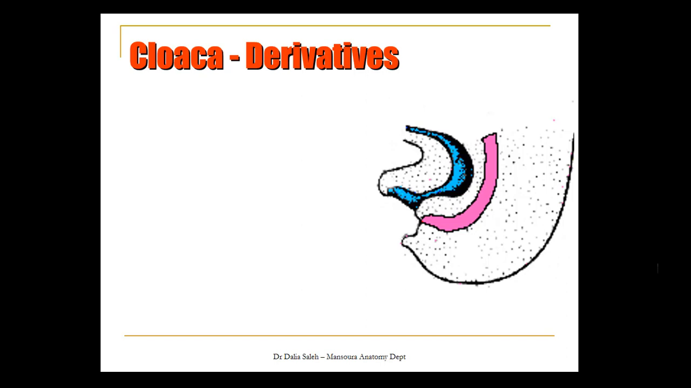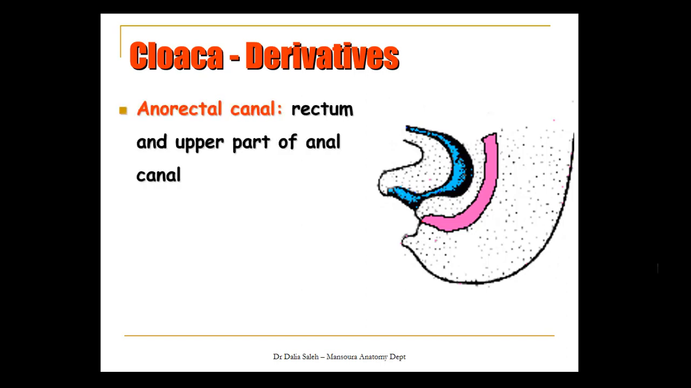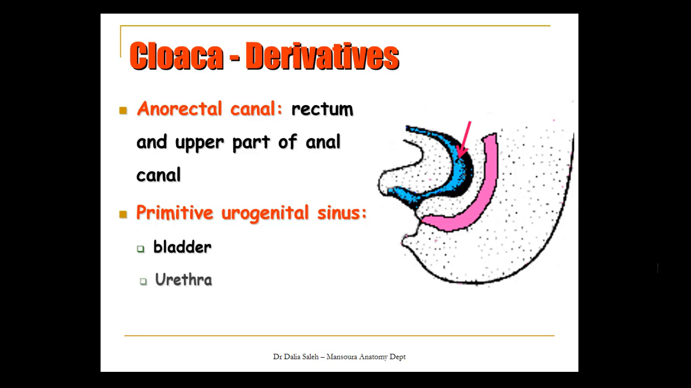What are the derivatives of the cloaca? The anorectal canal will form the rectum and the upper part of the anal canal, while the primitive urogenital sinus will give rise to the bladder, the urethra, and the definitive urogenital sinus.